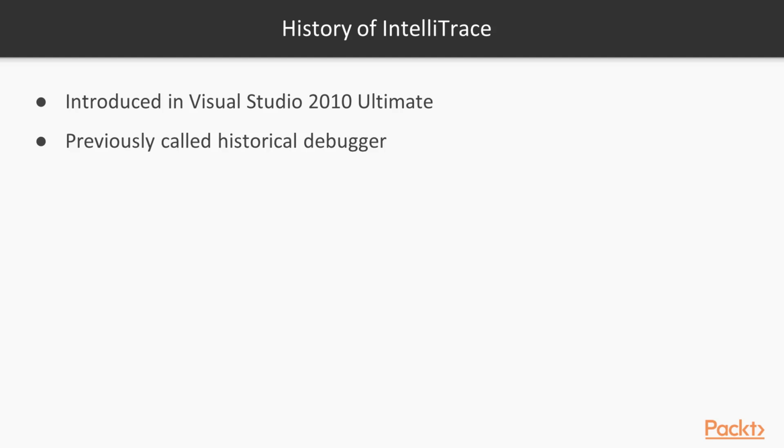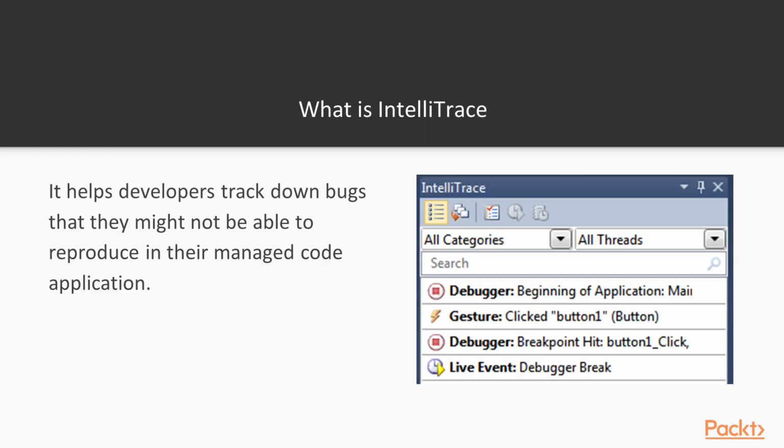And what it was called was the historical debugger. So maybe some of you have heard of this, the way in which you could actually go back in time and debug an application. So that's why they called it the historical debugger, and it's since transformed into IntelliTrace. So with that, let's talk about what IntelliTrace actually is.